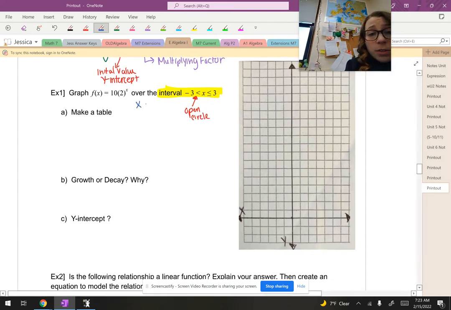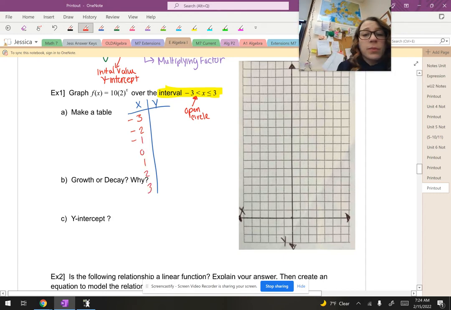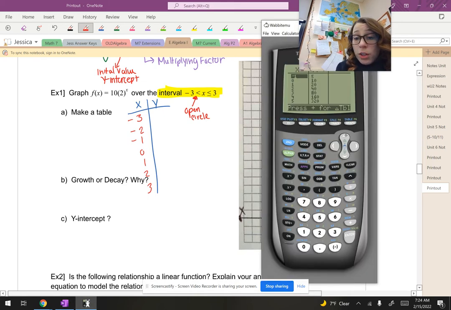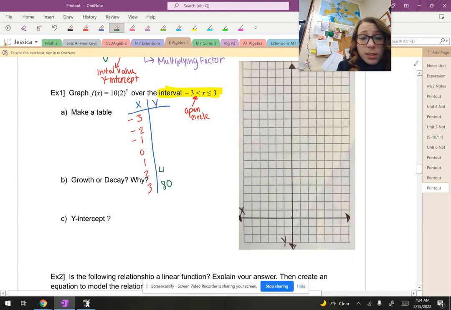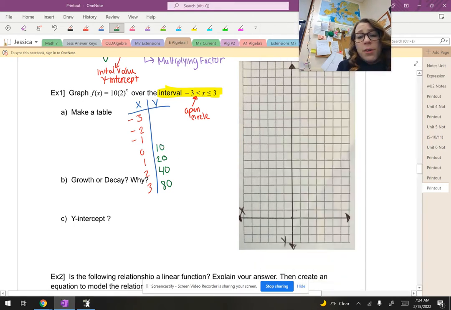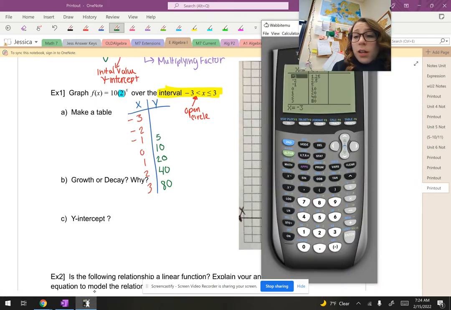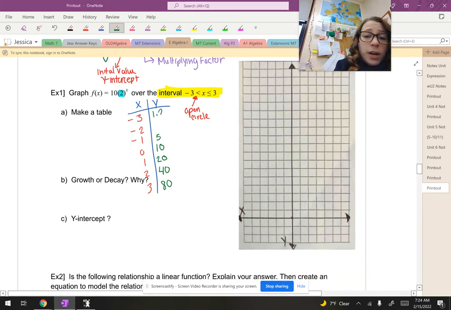So I'm just going to make my table. I'm going to start x, y, starting at that negative 3 value, going all the way to 3, as per what the interval says. And I'm just going to jot that down from my table. It looks like 3 has a y value of 80, 40, 20. And this makes sense because I have a pattern going on here. I'm multiplying by 2 each time, which makes sense because I have a multiplying factor of 2. Then 10, 5, 2.5 and 1.25 to finish it off.